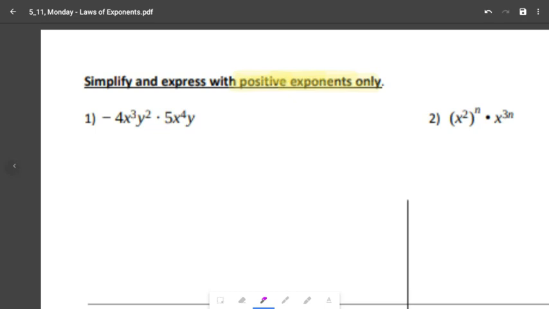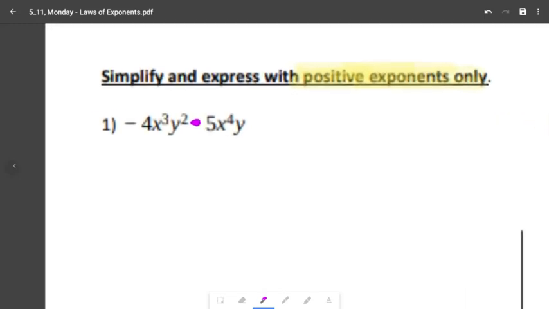So number 1 here, no parentheses we have to deal with. These two things are being multiplied. And when we multiply, we're just going to multiply together the like terms. So negative 4 times 5 is negative 20. Regular numbers get multiplied just like you normally would.